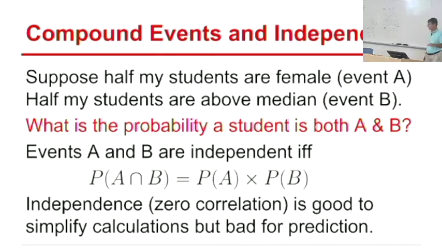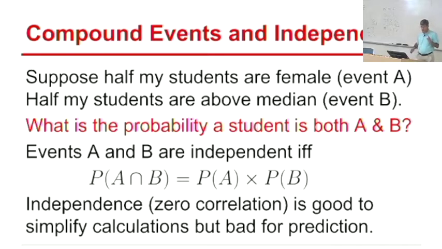It depends. If all the women in here are smarter than all the men, which may very well be true, then the probability that a student is both female and above the median would be 1/2. Does everybody see it? It could be as low as 0 if they were completely orthogonal. And the probability that a student is both would be 1/4 if these were independent. Does everybody get that idea?